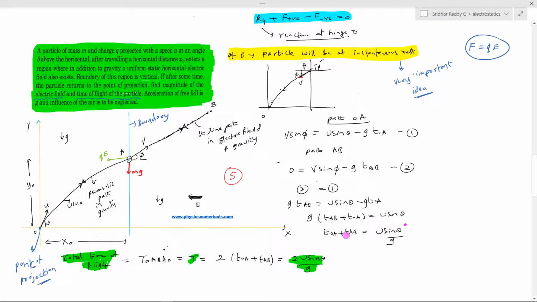So what is the total time of flight as it retraces the path? Total time of flight is TOA plus AB, BA plus AO. It should be twice of this. The time taken to move from O to A to B is the same as the time to move from B to A and A to O. So the time of flight is 2U sin theta by g. So the first thing asked is the time of flight of the particle. Okay, we have derived it. Next after this.